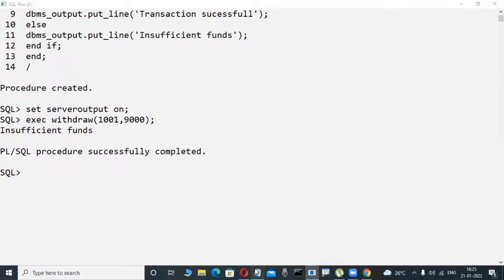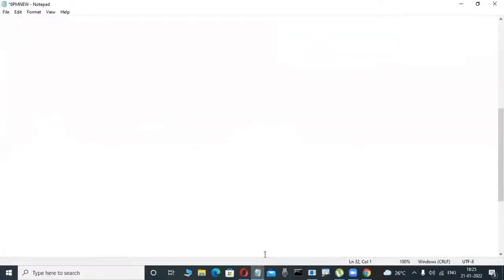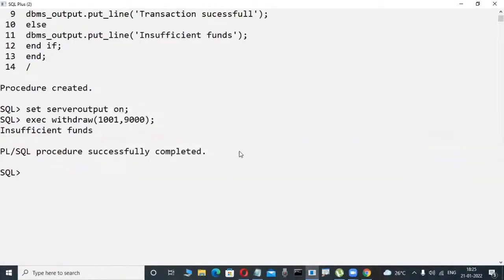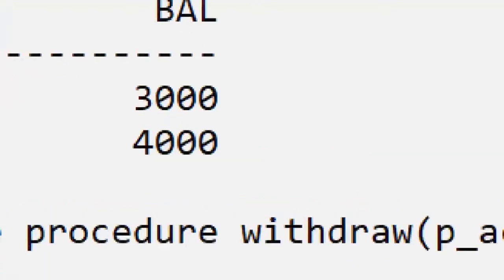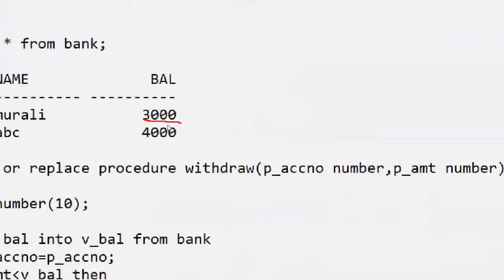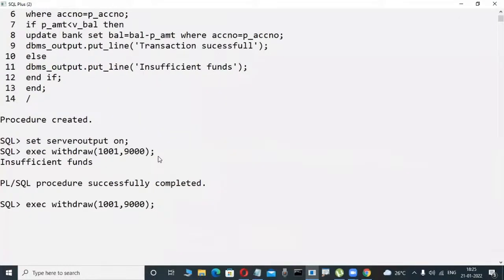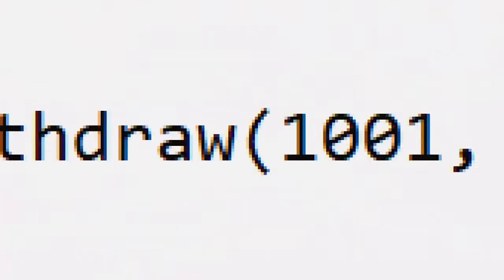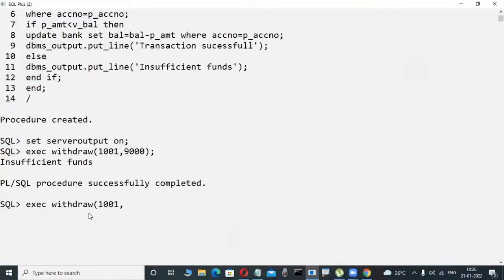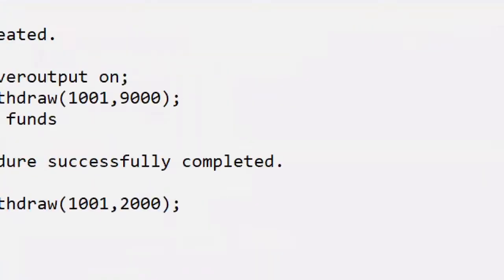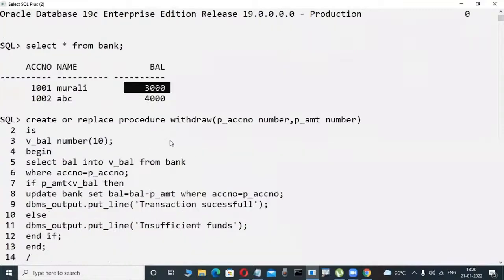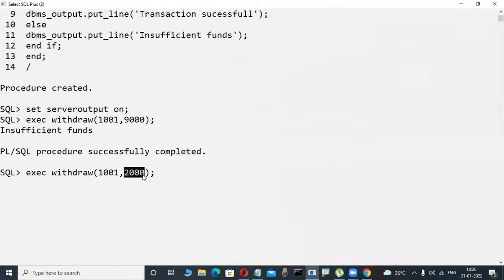Yes. Suppose now, check it out. Another case, OTP validation and all those things, is the same. Here, in this case, my balance is 3,000, for example. Now I try to withdraw 2,000 rupees. Observe here: 1001 is my account number. I try to execute withdraw again, so now the procedure. I try to withdraw 2,000 rupees. Possible, because my balance is 3,000 and I withdraw only 2,000.